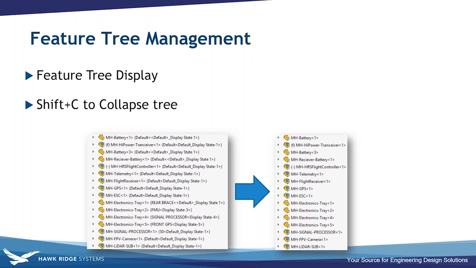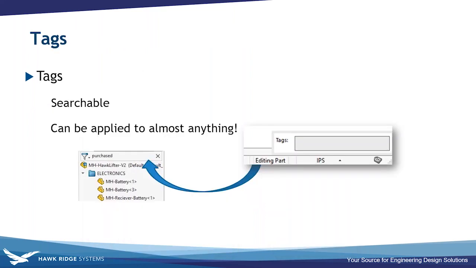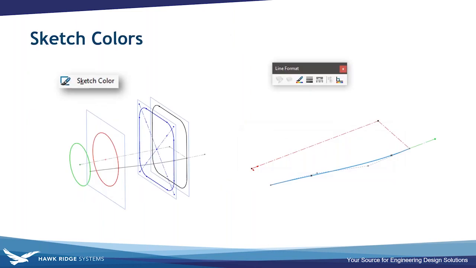So you can add tags to components, sketches, and features making them searchable from your feature tree filter. And finally, sketch colors can be used to change the colors of the entire sketch or maybe some entities inside the sketch when you're editing it. So this is really useful for collaboration or clarity of your sketches.